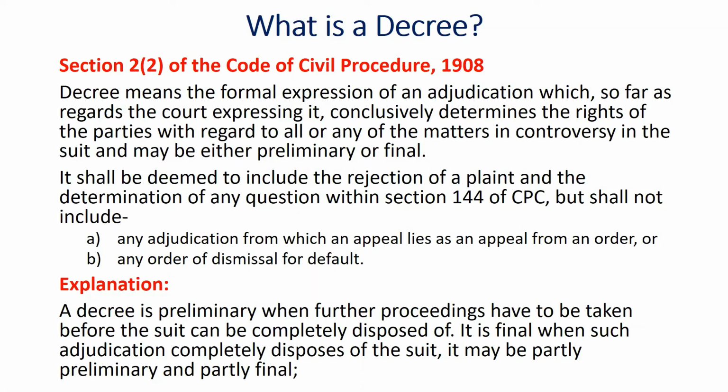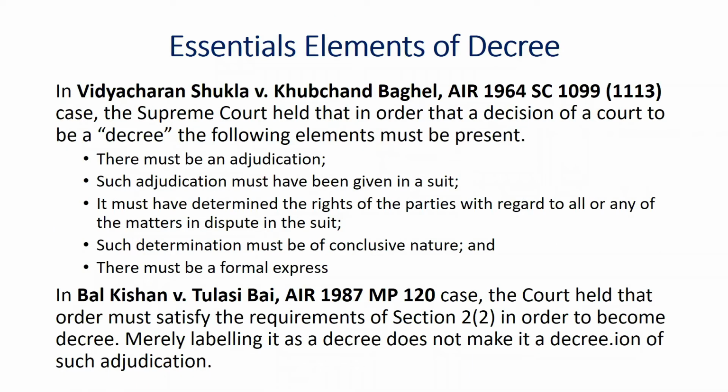In Vidyacharan Shukla versus Khupchand Baghel, AIR 1964 SC 1099, the Supreme Court held that for a decision of a court to be a decree, the following elements must be present. There must be an adjudication. Such adjudication must have been given in a suit. It must have determined the rights of the parties with regard to all or any of the matters in dispute in the suit. Such determination must be of a conclusive nature, and there must be a formal expression. Now, in consecutive slides, we are going to study each and every point of these characteristics in detail.